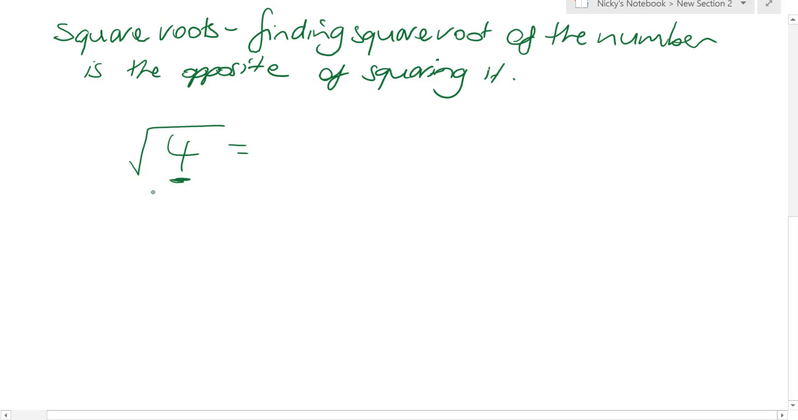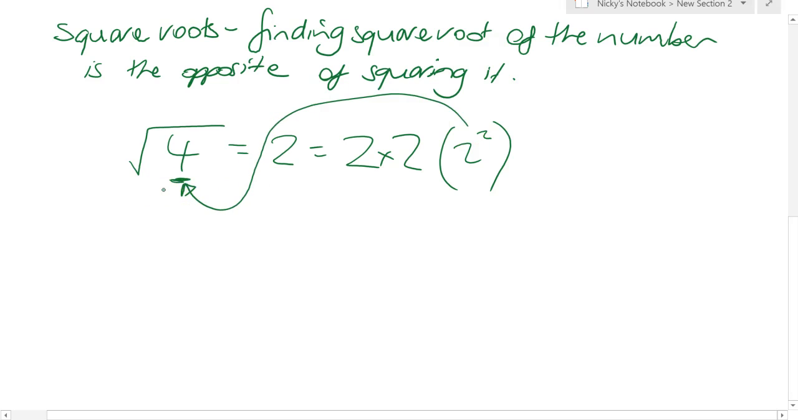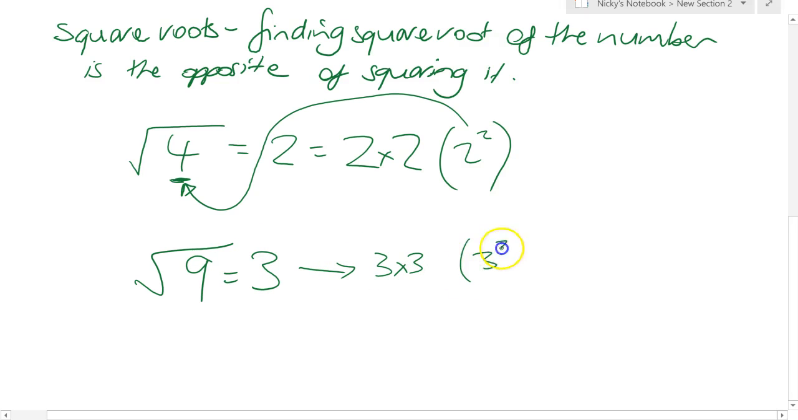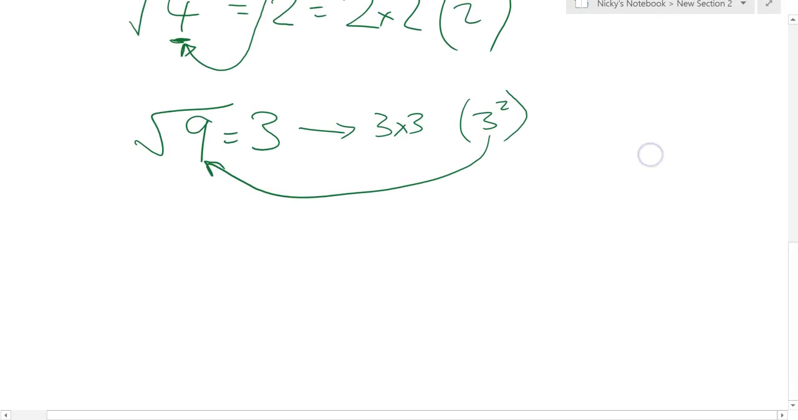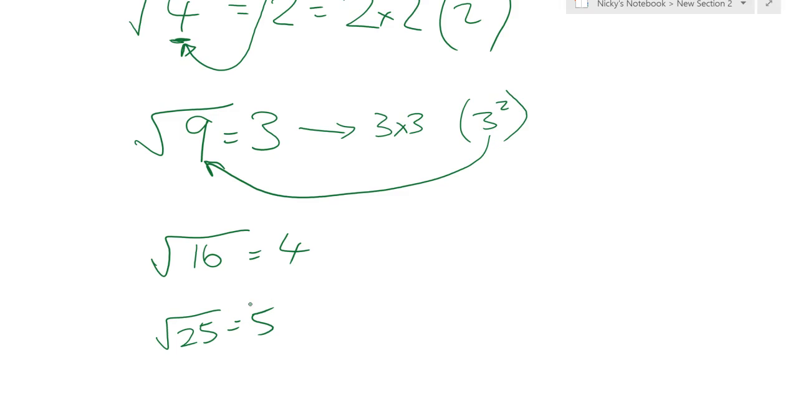We say the square root of 4 in this case equals 2, because 2 times 2, or 2 squared, is what gives this number here. The square root of 9 is 3, because 3 times 3, or 3 squared, is what gives us this answer under here. The square root of 16 is 4, square root of 25 is 5, etc. Knowing those really well will help speed up a number of other processes too.